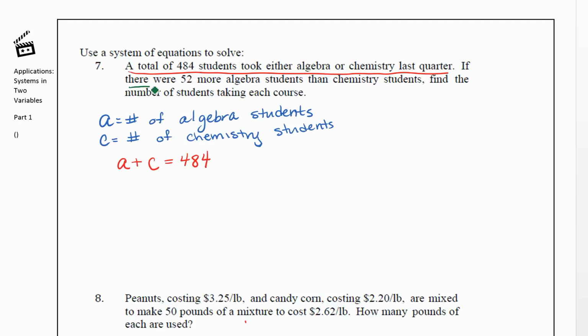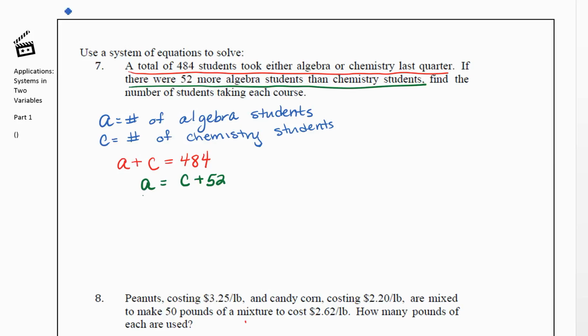Okay, now let's look at the next line. If there were 52 more algebra students than chemistry students. Okay, so we know there were 52 more algebra students than chemistry. So algebra is equal to the chemistry plus 52 more. So take the chemistry plus 52. That gives us the algebra. Okay, now we want to solve.